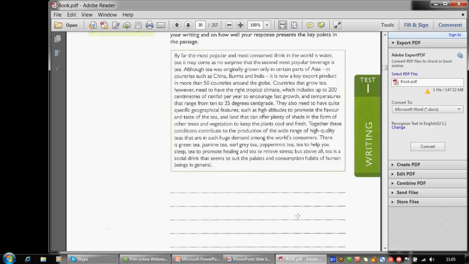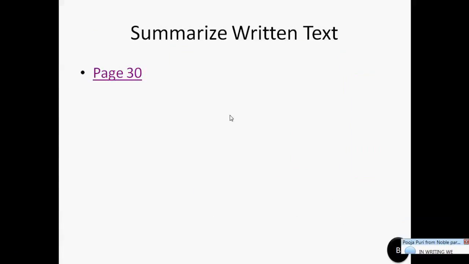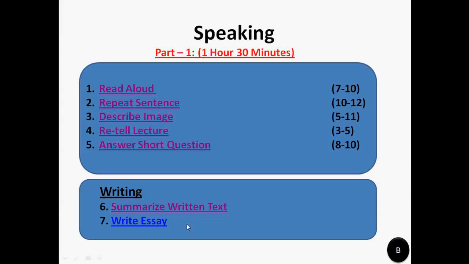If you finish it fast, you're not going to get any extra points. They have given you 10 minutes. If you want to use it, use it. Else, click on next to get the next question. Now, if you see here, this is the summarize written text, and we've got essay writing also.